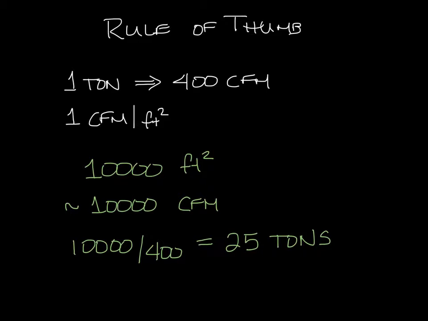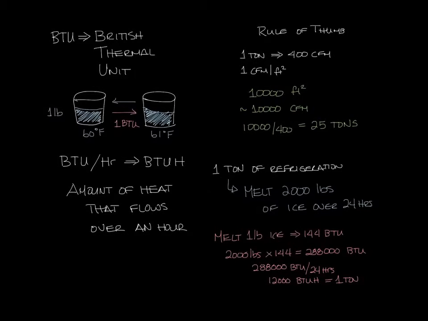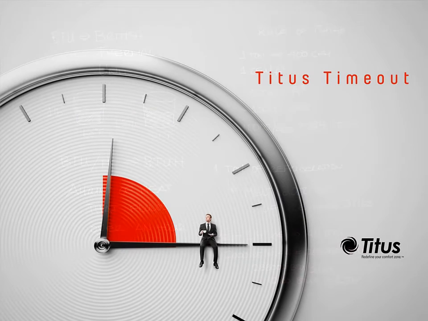Let me bring everything back up here. So calculating the BTU and airflow needs of a commercial building isn't quite this straightforward and simple, but these are really handy rules to use to get a ballpark number for what you need in your HVAC system. So that covers BTUs and tons of refrigeration.